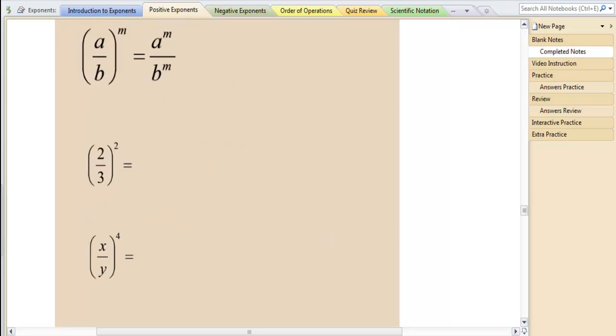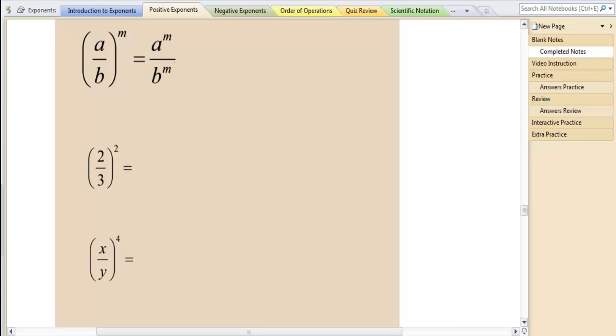This idea of distributing your exponent continues with division. So here if I have a divided by b and all of that's in parentheses, raised to the m power, we're going to apply the m power to a and apply the m power to b as well. So you end up with a divided by b to the m is the same as a to the m divided by b to the m.